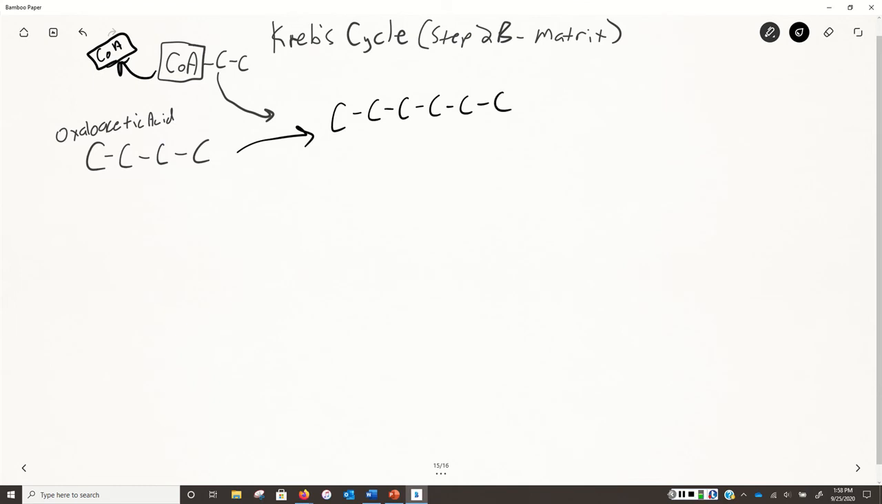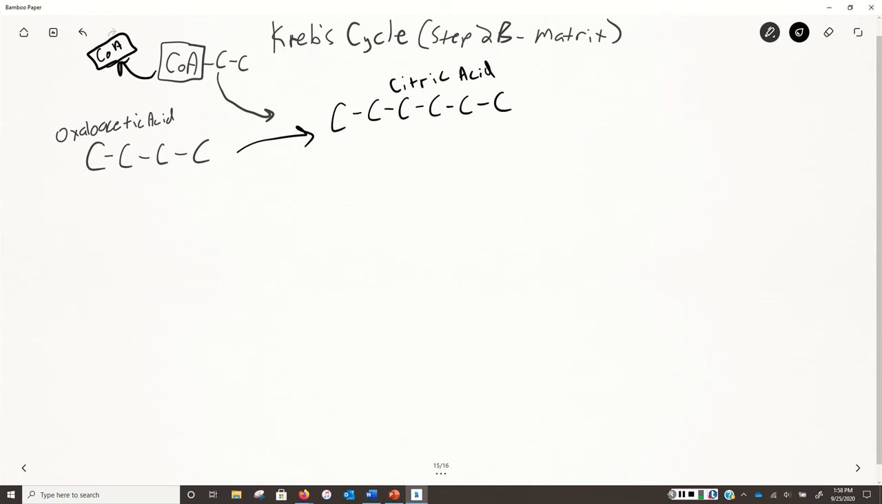This 6-carbon compound is not glucose. It just happens to have 6 carbons. Remember, we have lost some hydrogens. We have lost some oxygens. This 6-carbon compound is called citric acid. And that's why the other name for the Krebs cycle is the citric acid cycle, because the first thing that we produce is citric acid.